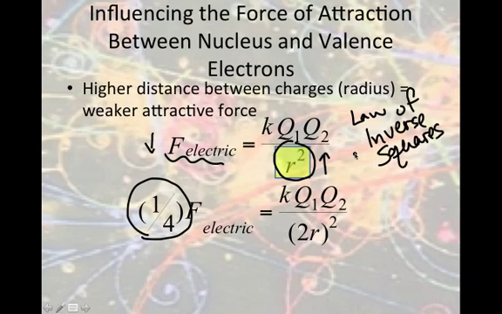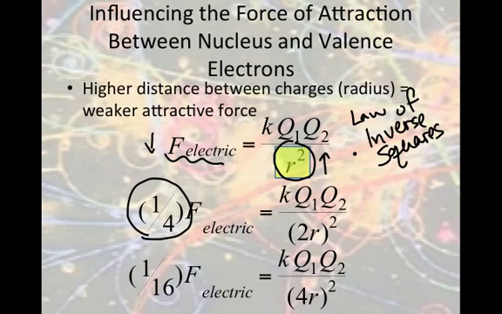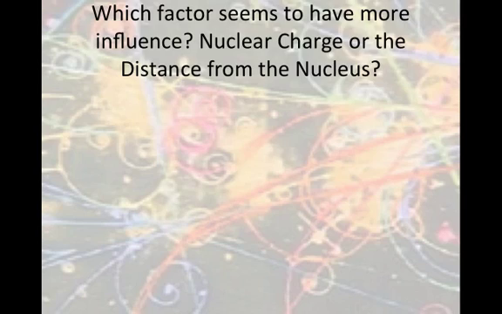Now let's take that electron even farther away from the nucleus. Let's quadruple the radius now. What do you think will happen? Quadruple squared means we get 1/16 the force. And so we have a dramatic decrease as the distance between our charges increases. See how that works? So which factor seems to have more of an influence on the force between particles? Is it the nuclear charge, or is it the distance from the nucleus?